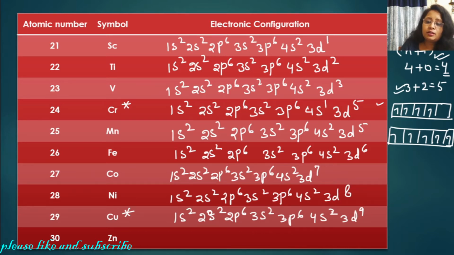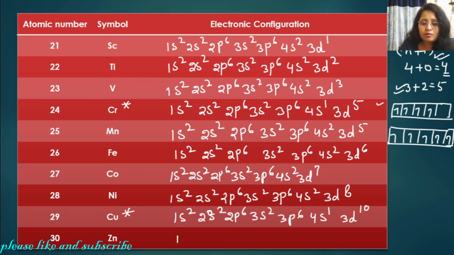So it came to be known that 3d has 10 electrons here, and that will be a completely filled and very stable condition. So copper is always 4s1 and 3d10. So this is the exception I need to remember.